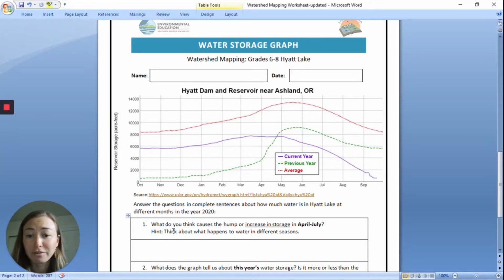Okay, so the first question here, it says answer the questions in complete sentences about how much water is in Hyatt Lake in different months in 2020. So what do you think causes the hump or the increase in storage in April through July? So we have April through July about here. So you see how this hump happens right here. Why do you think that happens? And it says hint, think about what happens to water in different seasons.